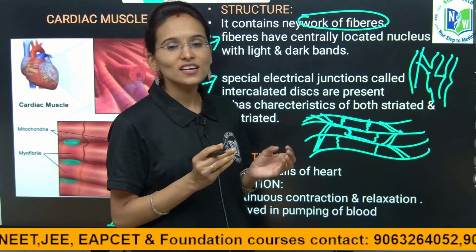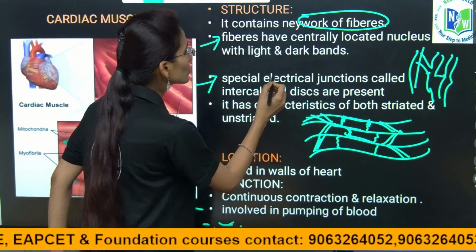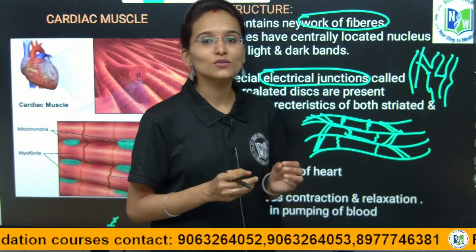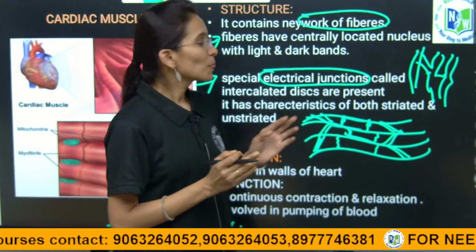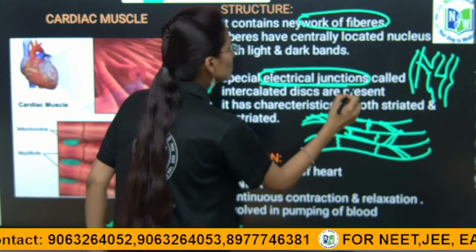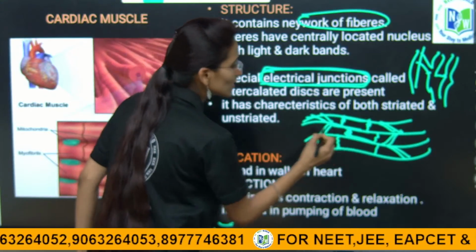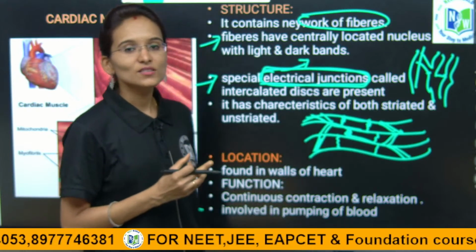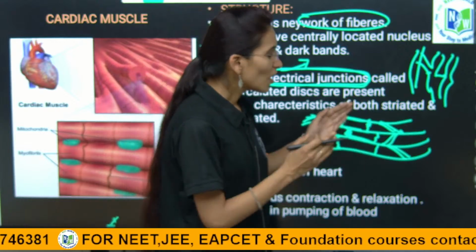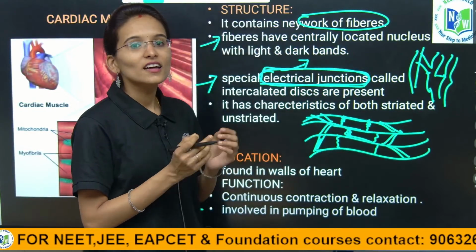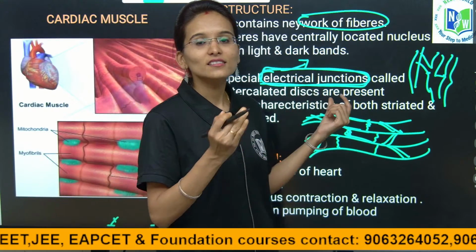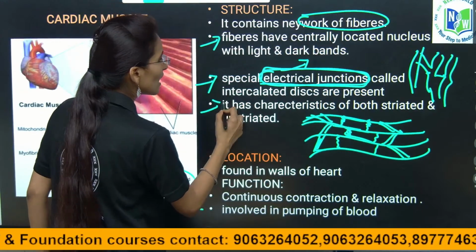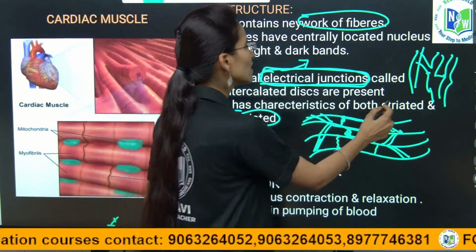It is a specialized structure which helps in transferring some messages, which is involved in some coordination. They function as this particular junction. That intercalated disc is called an electrical junction. The intercalated disc which is present in between the alternate muscles of the cardiac muscle is called an electrical junction, where some coordination takes place. And it has the characteristics of both striated and unstriated muscle also.